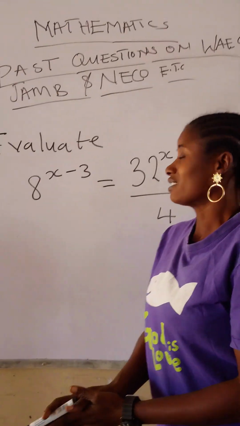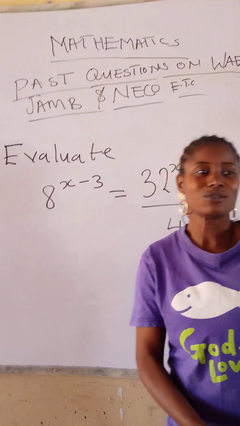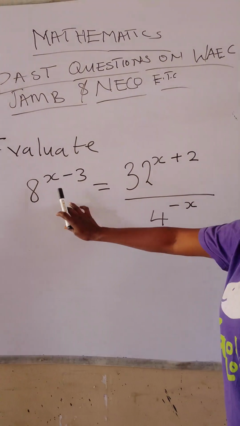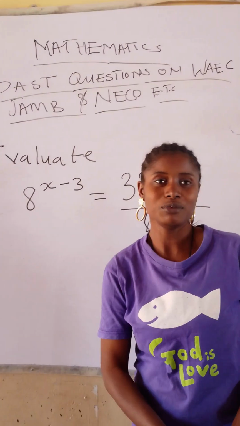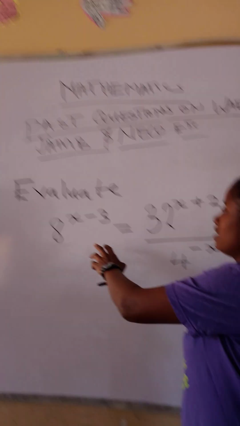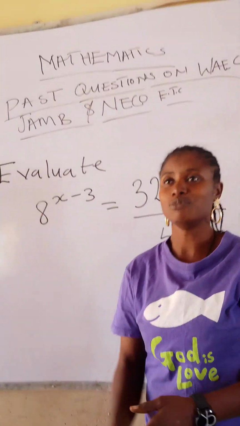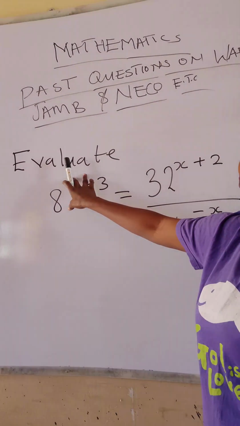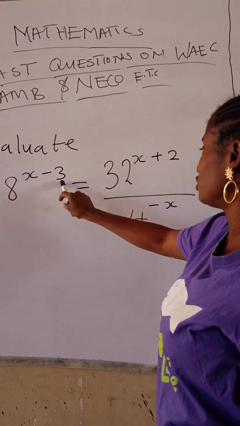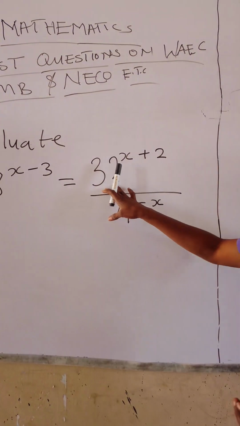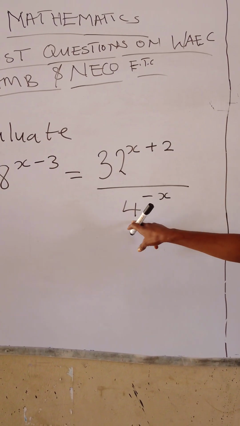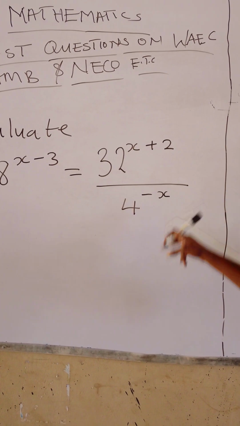We'll be looking at an essay question that came out from our WAEC. This question came out from the topic indices. If you see a question like this, index means power. From our question, we are asked to evaluate 8 raised to the power of x minus 3 is equal to 32 raised to the power of x plus 2 divided by 4 raised to the power of minus x.